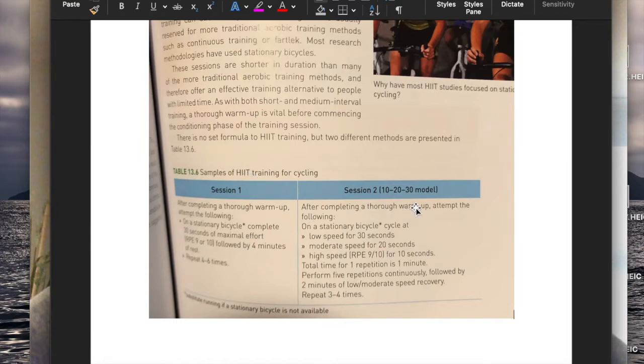There's a thorough warm-up on a stationary bike. Low speed for 30 seconds, moderate speed for 20 seconds, and high speed for 10 seconds. The total time for one repetition is 1 minute, which is a 30 plus 20 plus 10. And we complete 5 repetitions of this, followed by 2 minutes of low to moderate speed recovery.